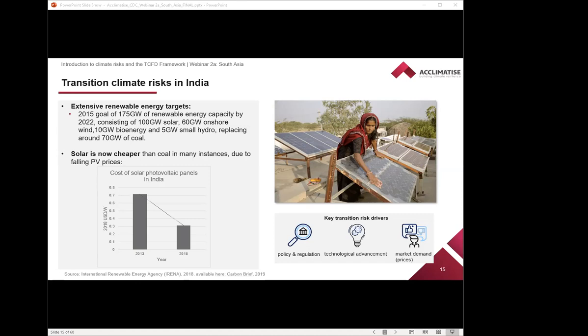Power supply auctions from 2019 have shown that renewables can be offered at actually less than 3 rupees per kilowatt hour. And it's essentially a tariff that coal-fired generators are having quite a bit of difficulty matching, as they have higher capital and operating costs. So this shift in solar and renewable energy in India is illustrating that it's touching on all 3 drivers of transition risk. Okay, next slide, please.